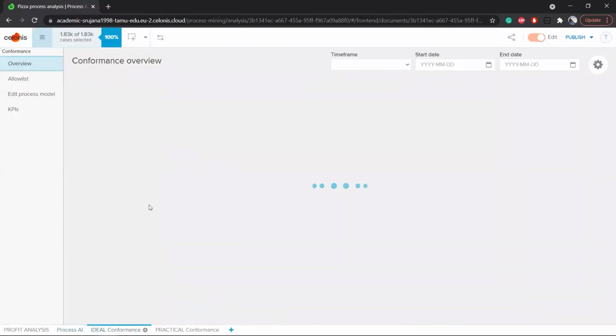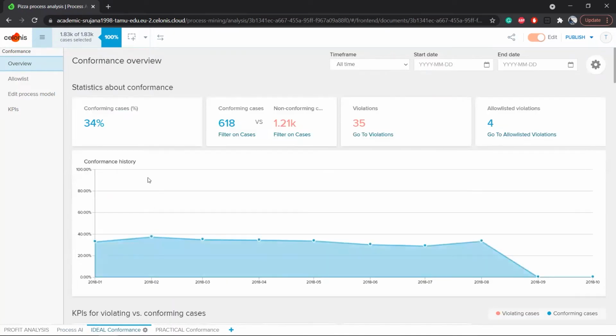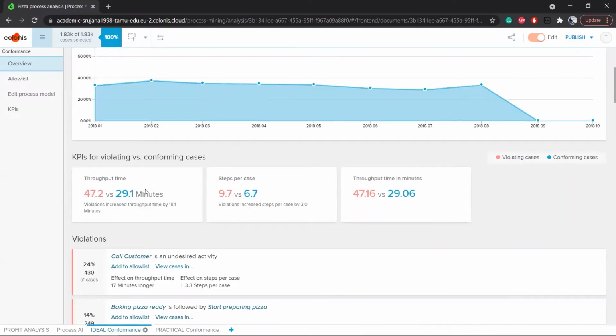Next, we go to the conformance. Here we get 33%, and then we add a few violations that we allow, which makes it 34%. The violations we allow are something like you pay before the pizza is starting to get ready, which kind of made sense. And as you can see, this is kind of an ideal situation. Therefore, the difference in throughput time is around 18 minutes, which is huge.